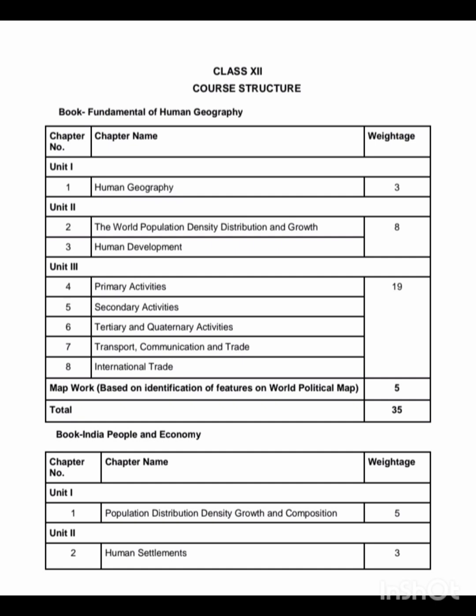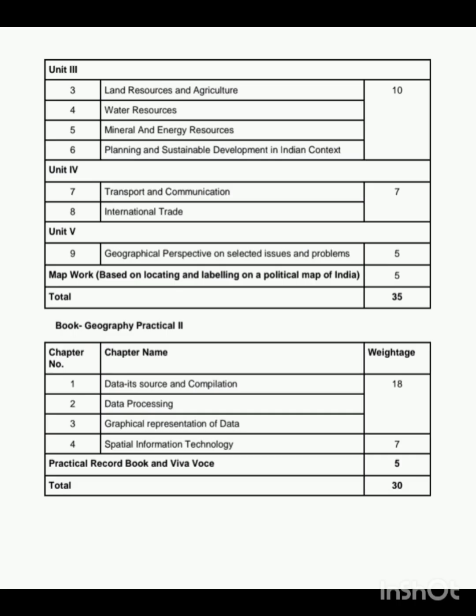After that, when we go to the second book, that is India, People and Economy, we will see that there are 5 units given. In those 5 units, you need to focus on unit 3 first. In the first book, unit 3, and in the second book, India, People and Economy, also unit 3. My suggestion is, if you can, complete the first book itself in sequence, that can be one solution. The second option is to complete unit 3 of both the books.